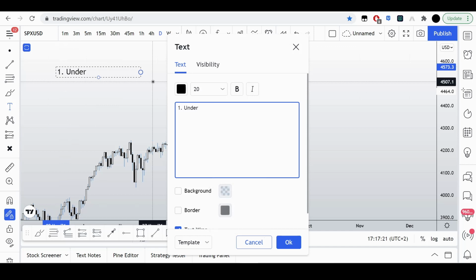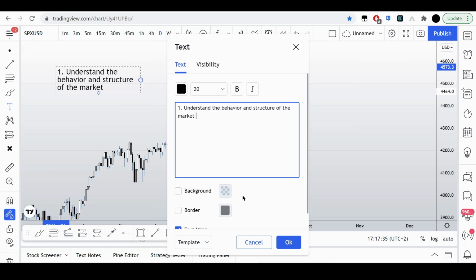Damn, I can't spell. Y'all see that? Understand the behavior and structure of the pair that you're looking at. Okay, so of the market. But really of the pair that you're looking at right now, because every pair is kind of different.